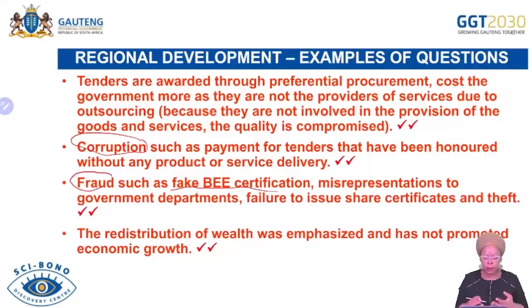And then the redistribution of wealth was emphasized, but it has not promoted economic growth. We don't see the real impact of triple BEE on economic growth, because economic growth is not improving. So these are the types of 8 marks paragraph questions of a higher order, where you need to use your observation of what is happening in the economy to answer these particular questions.